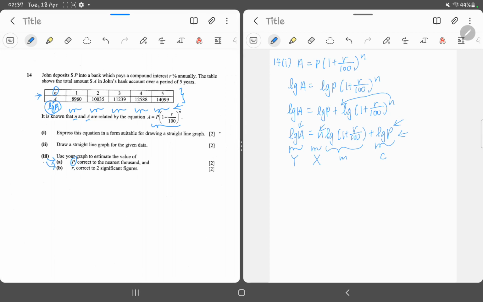For III part B, to find the value of R, what you do is, from the graph, you take 2 points on the line, and then using these 2 points, you find the gradient of this straight line graph. And once you find the gradient, you equate this gradient to LG 1 bracket 1 plus R over 100 bracket, which is the gradient, and then you solve this equation, and then you can solve for the value of r, and then you are done with question 14 over here.